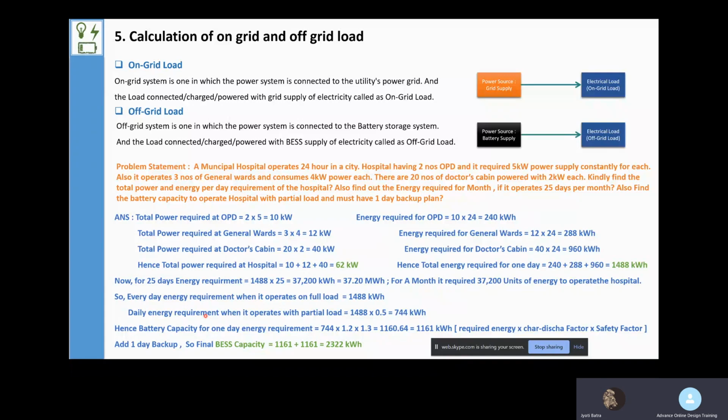Why is the efficiency of lithium ion more than lead acid? That is not efficiency, it's a chemical property of the material, and that is called the specific energy. The terminology we use in the industry is the specific energy of the battery. So lithium ion has higher specific energy compared to lead acid. That is their chemical property basically.